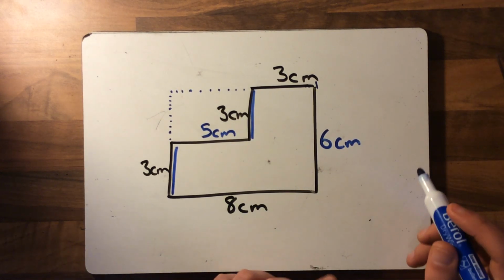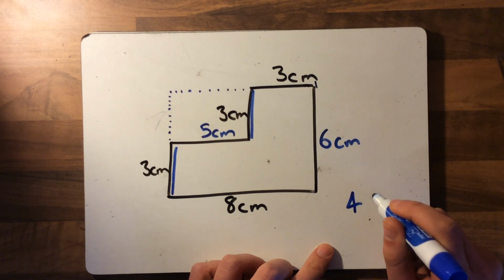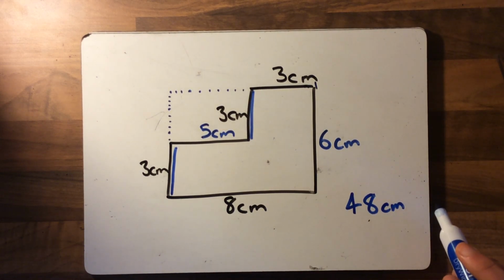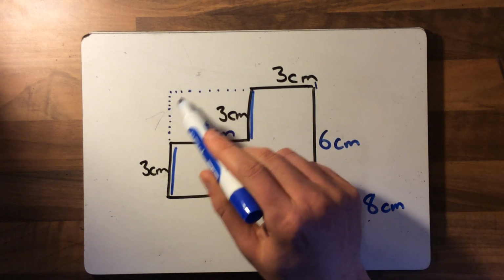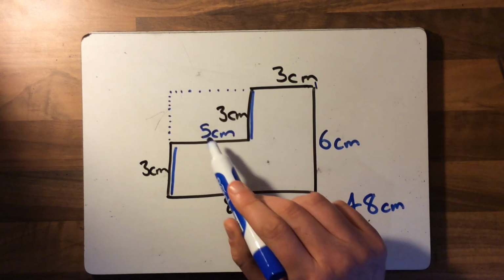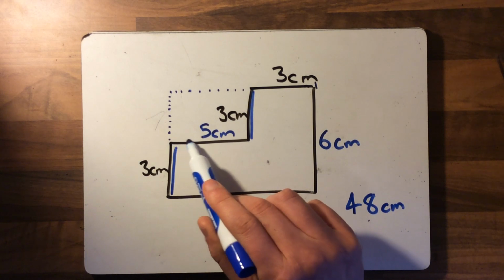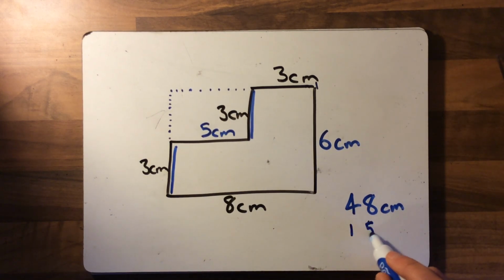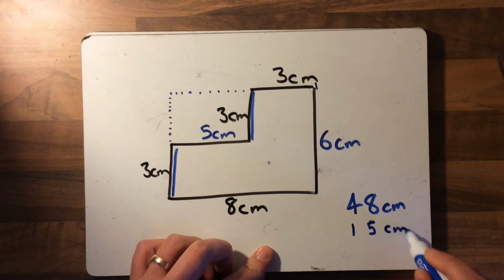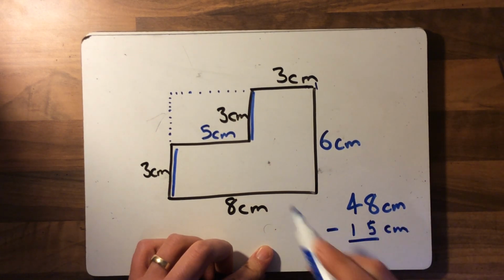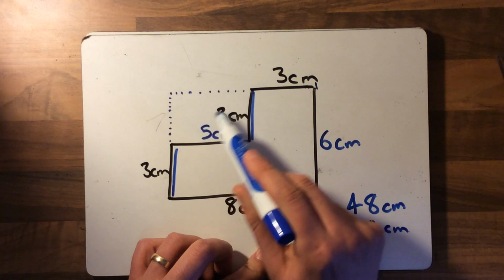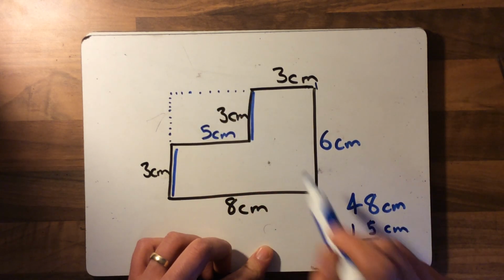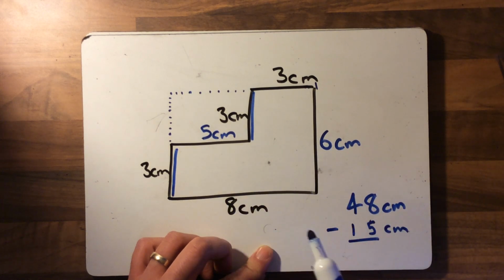So 8 times by 6 gets us to 48 centimetres, doesn't it? Then if we work out this area here, 5 times by 3, because this is 5, this is 3, 5 times by 3 is 15. And then we can subtract them, because this bit here that we've just worked out, this area, is not actually part of the shape, is it? And it will give us the area of this.